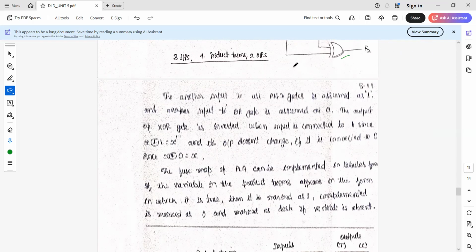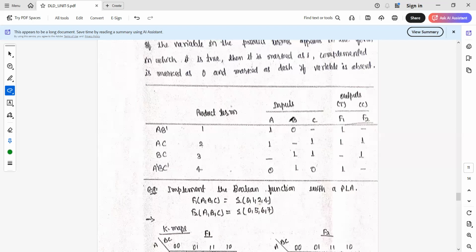Now the same thing we can represent in the form of tables also. Here we have 4 unique product terms written. For the inputs, if the input is available without complement, we write 1; with complement, we write 0; if a particular literal is unavailable, we put an underscore. Similarly for the function, if a particular term is available, we write 1; if that term is absent, we write an underscore or dash. Similar in case of function F2. So function F2 is here.